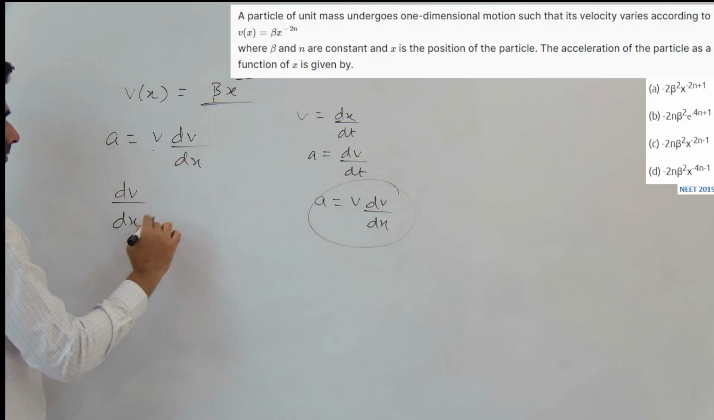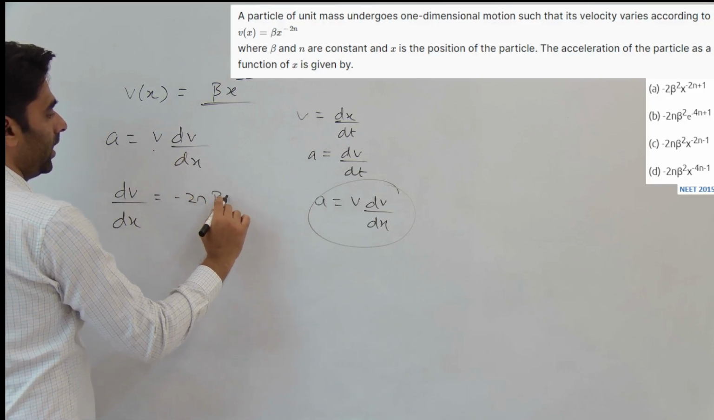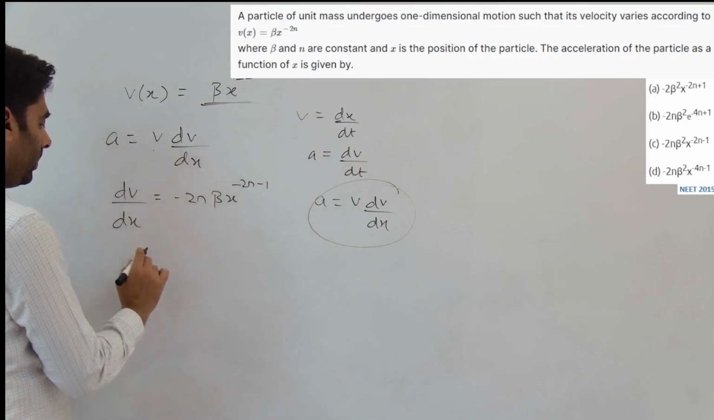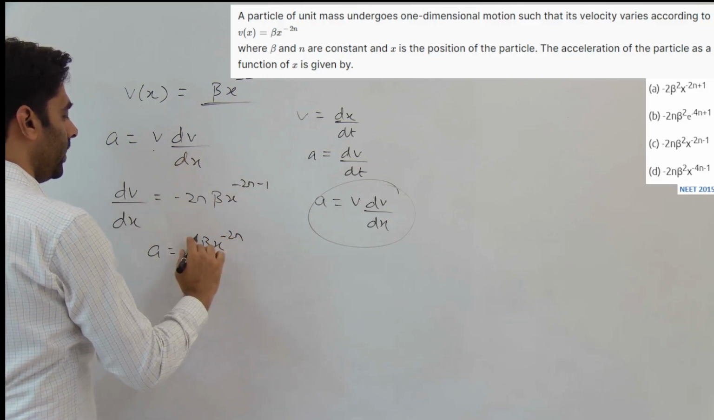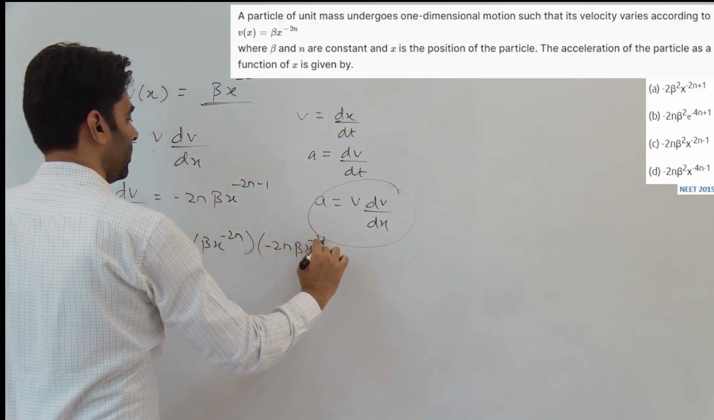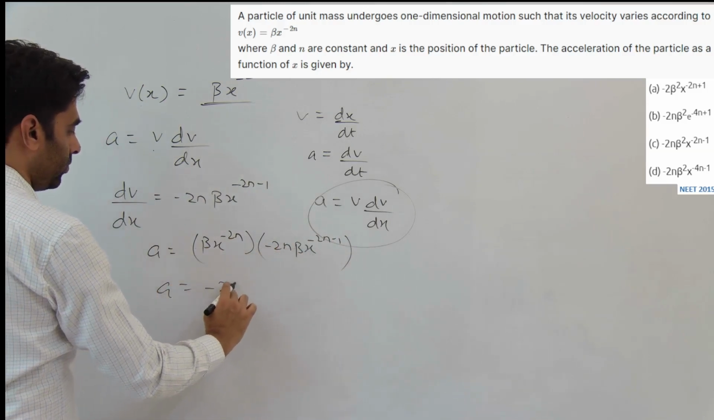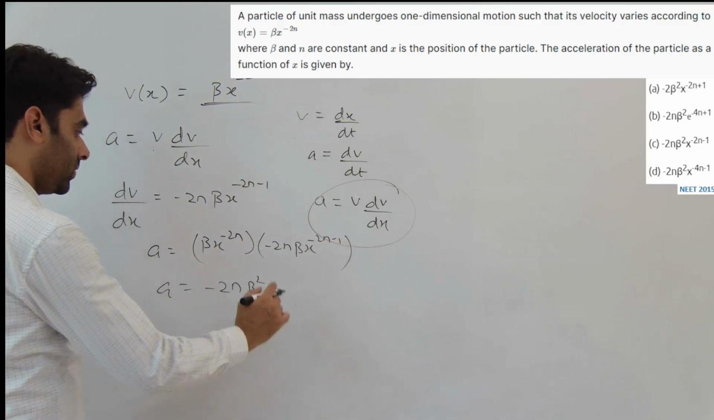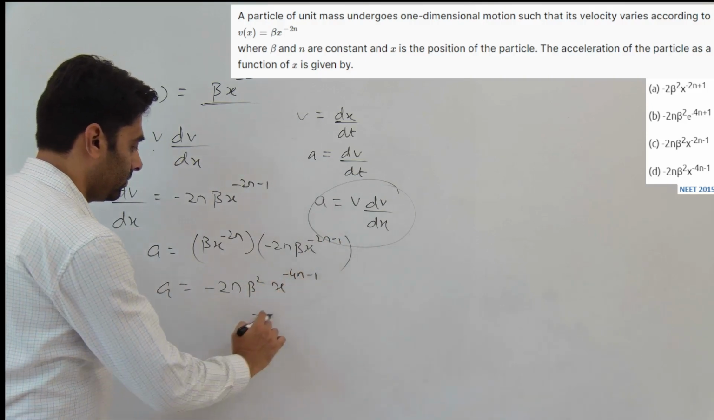Dv by dx, if we differentiate this, how much will we get? Minus 2n beta x power minus 2n minus 1. I hope everyone is okay with this. So now acceleration comes out, v value is beta x power minus 2n into dv by dx. How much is it? Minus 2n beta x power minus 2n minus 1. If we solve it, the a value comes out minus 2n beta square x power minus 2n, x power minus 2n minus 1, which we will get as x power minus 4n minus 1. This will be our answer.